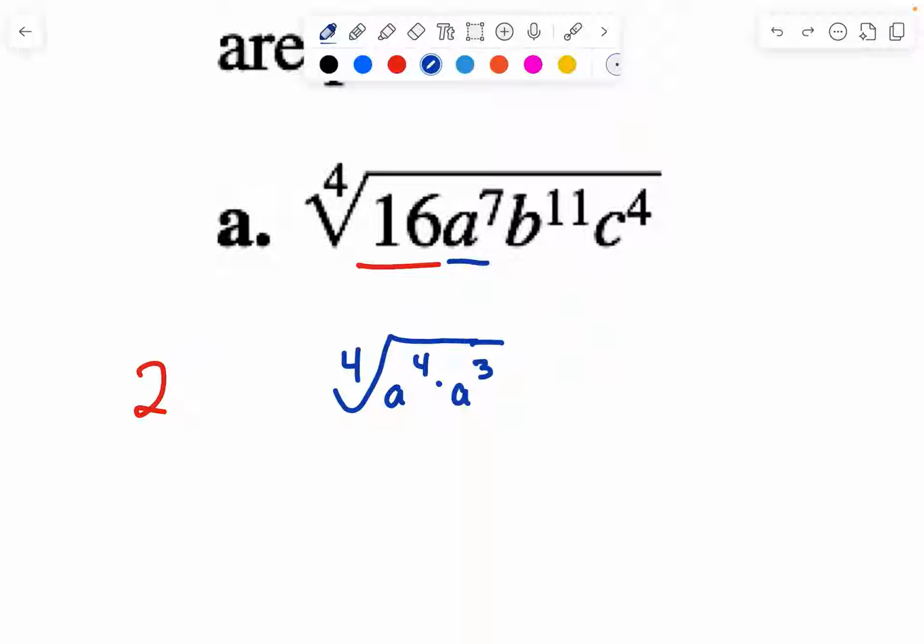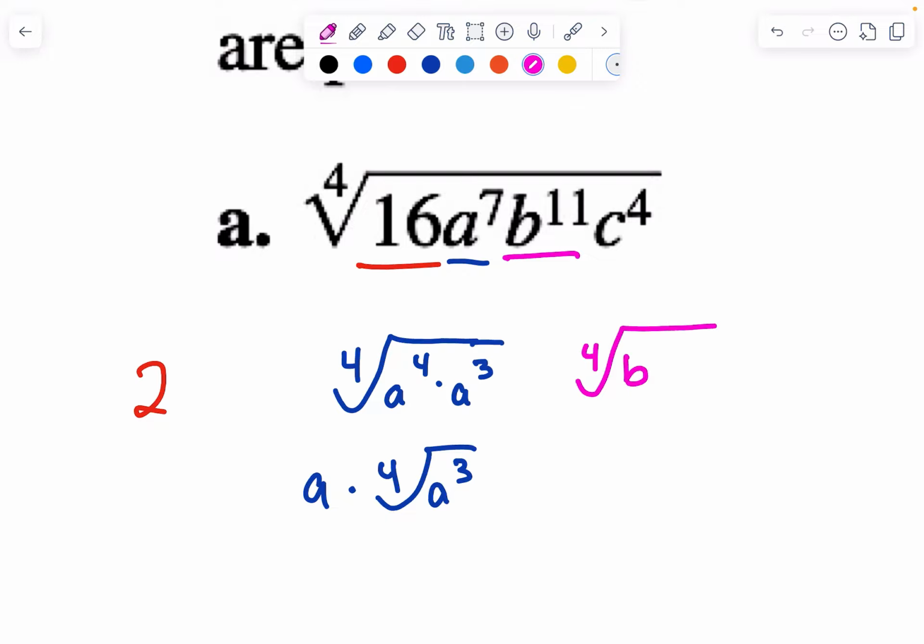And then I can simplify that to a times the 4th root of a cubed. Okay, let's try another one, because I know it might be a tricky concept. So 11 isn't divisible by 4, and no quantity times itself 4 times would give me b to the 11th. So I need to find a number close to 11 that is divisible by 4 and as large as possible.